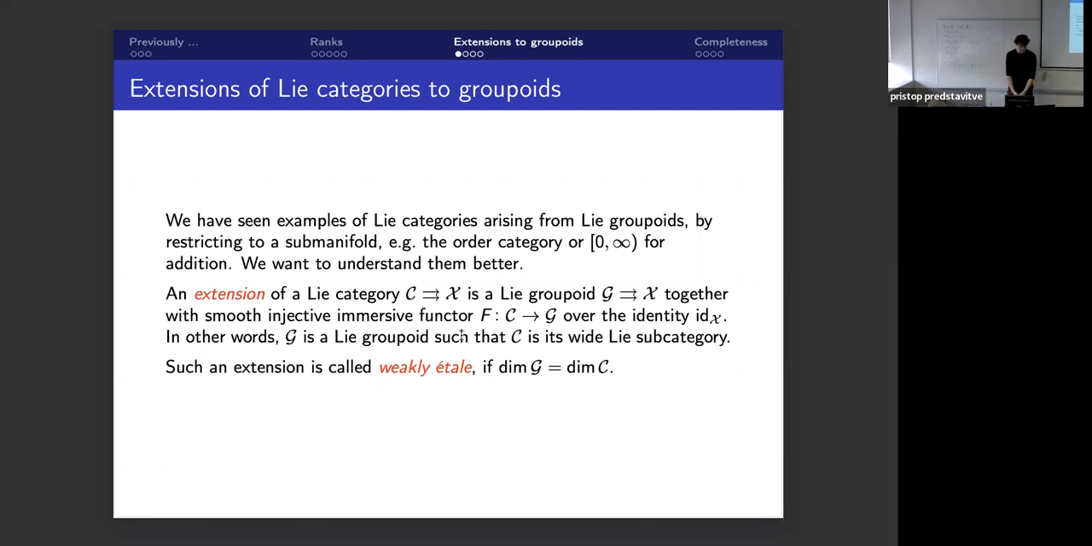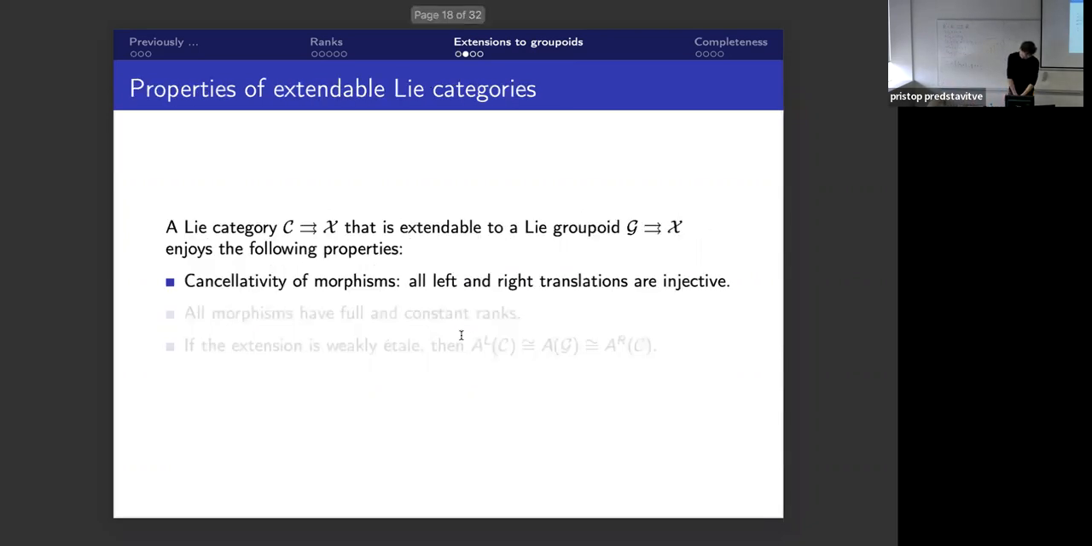Okay. And more nomenclature. Such an extension is called weakly étale if the dimensions of the extension and the category are the same. Okay, and these are going to be nice extensions. Like this one can obviously be seen as a weakly étale extension of the order category to the pair groupoid. So yeah, let us start discussing the properties of such Lie categories that admit extensions to groupoids.